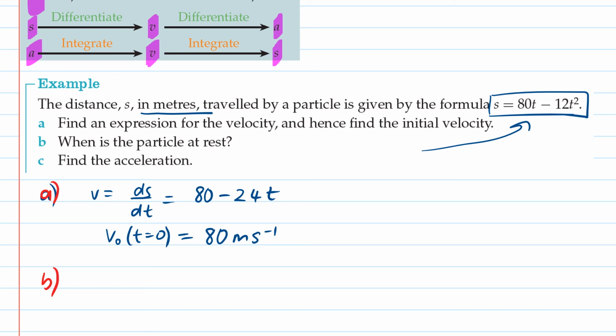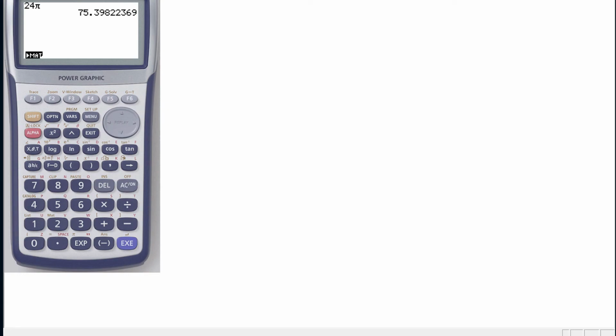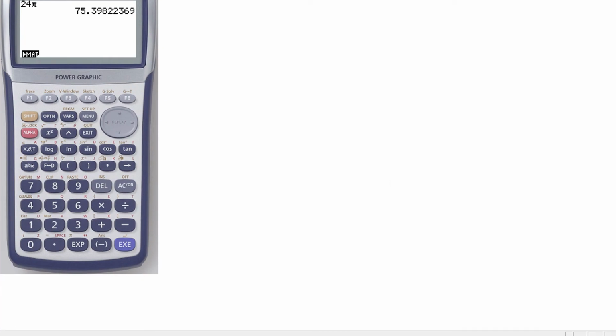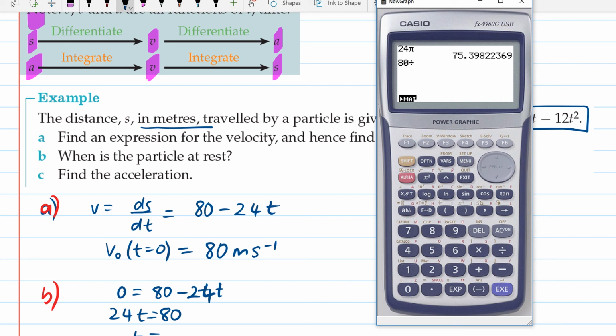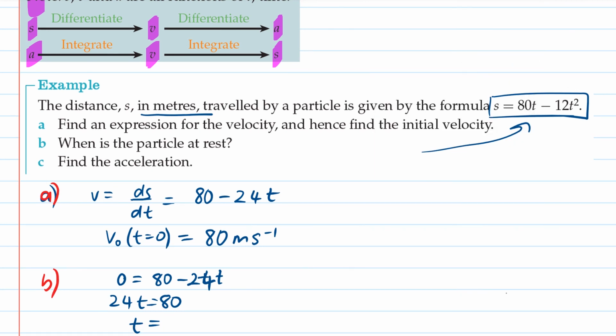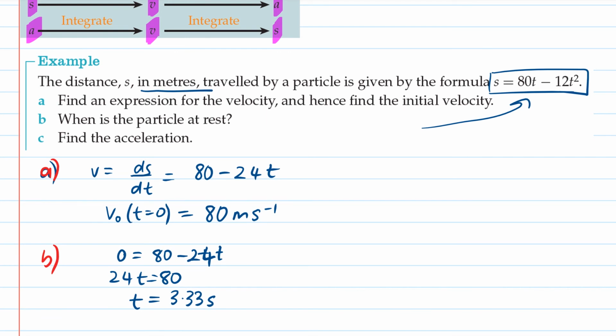Okay, so that's question A, and for question B it's asking us to find when the particle is at rest. Well, it will be at rest when its velocity is equal to 0, so we'd write 0 equals 80 minus 24t, and solve that equation for t. So 24t equals 80, and so t equals 80 divided by 24, which is 3.33 meters, sorry, not meters, seconds. Okay, so that's 3.3 seconds after our particle has taken off.